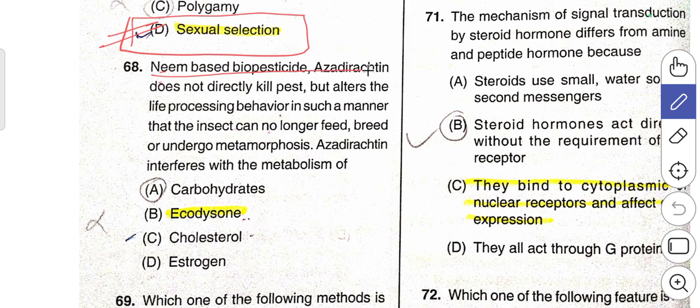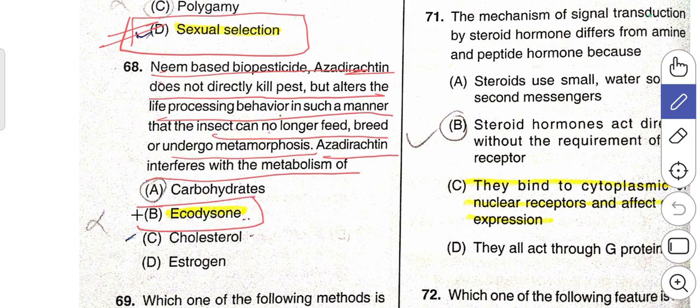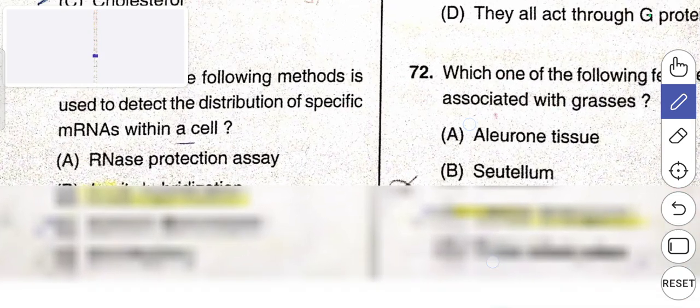Neem-based biopesticide azadirachtin does not directly kill pests but alters the life processes and behavior in such a manner that insects can no longer feed, breed, or undergo metamorphosis. Azadirachtin interferes with the metabolism of, that is, ecdysone production will be altered. So B is the right answer. Then 69th question.